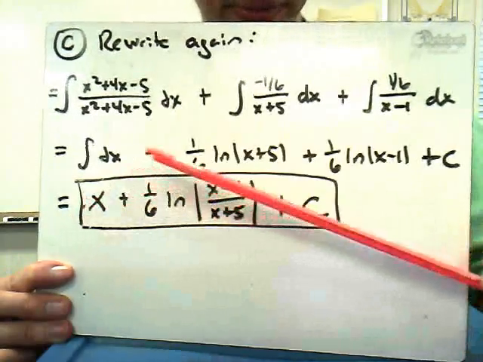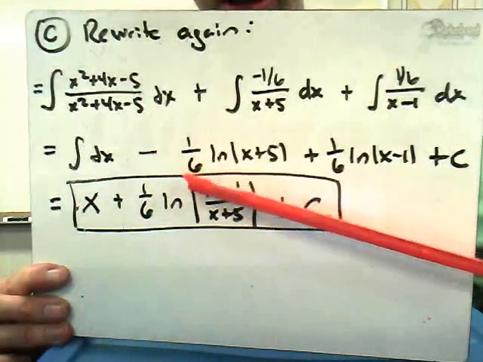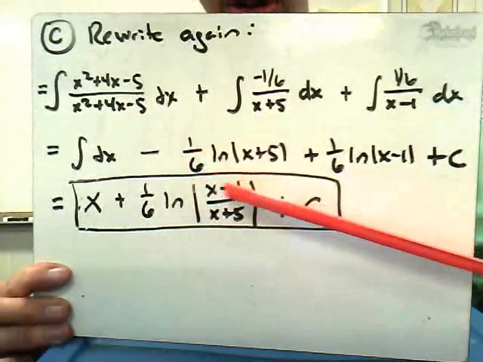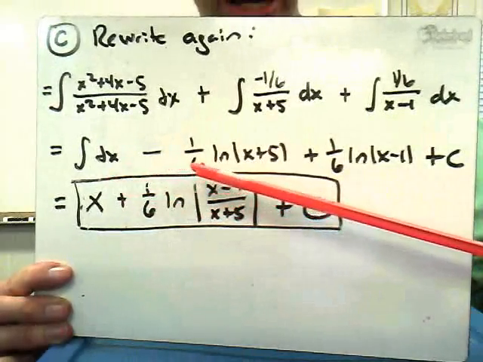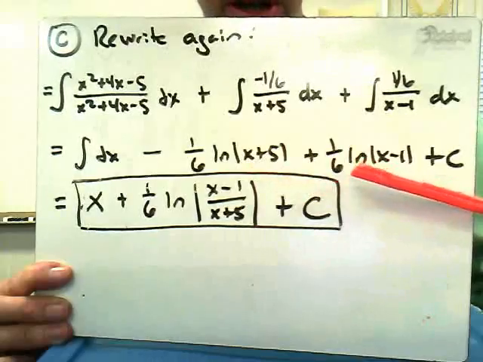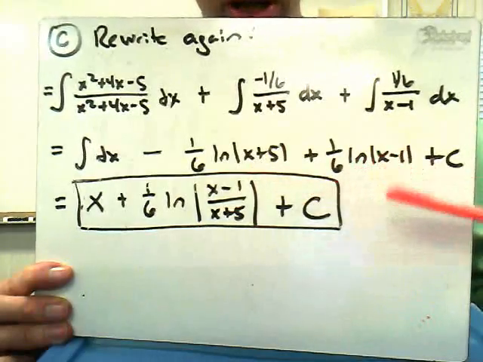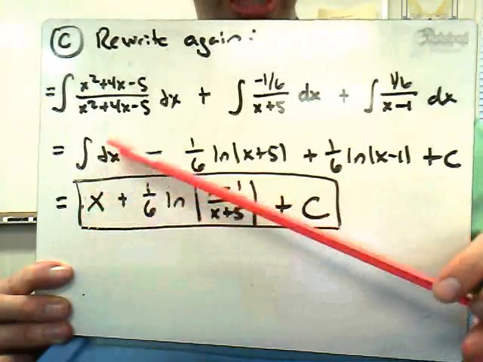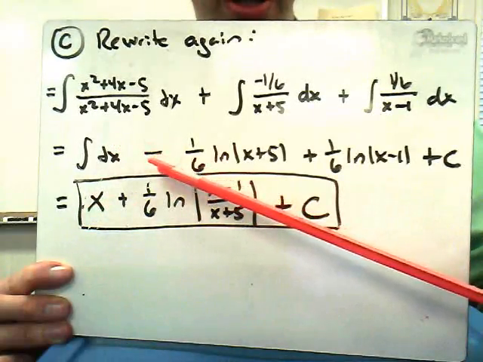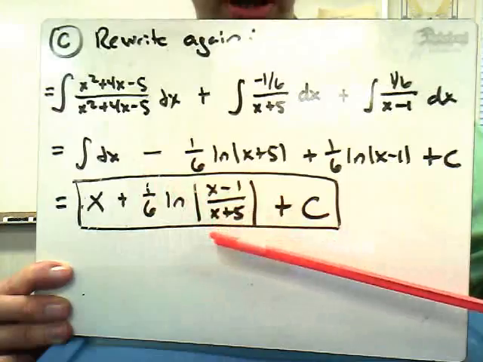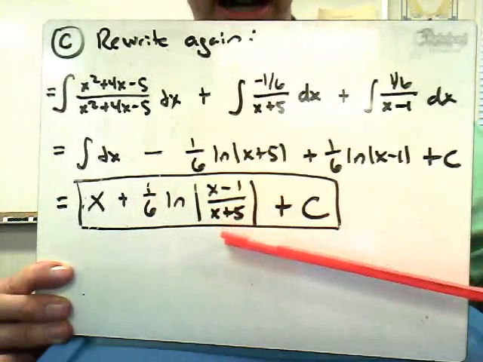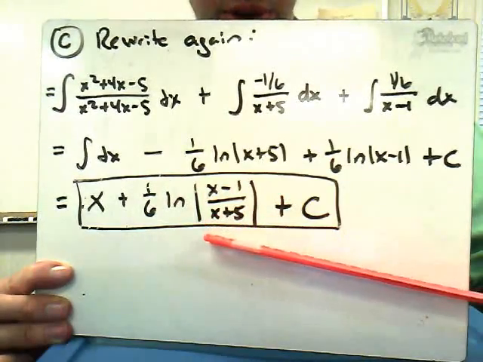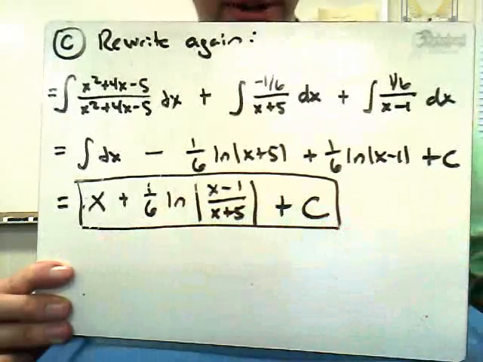of x. The integrals of the other parts are similar to other problems we've done with natural log, where we get negative 1/6 natural log of absolute value of x plus 5 plus 1/6 natural log of absolute value of x minus 1 plus c. The x plus 5 has a negative in front of the natural log, so it will go to the bottom inside the natural log, and so this is our final answer.